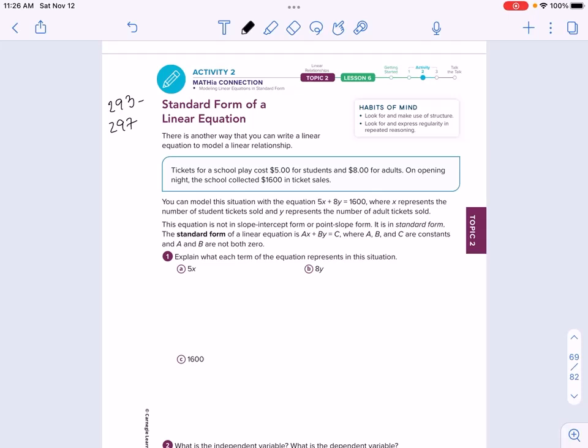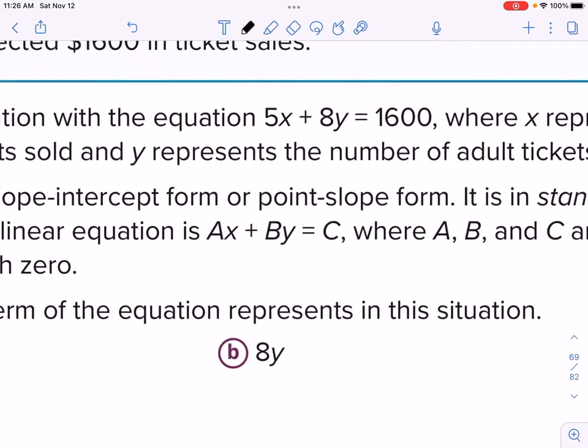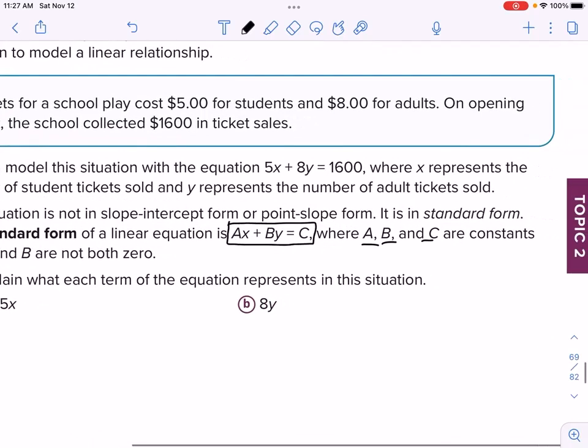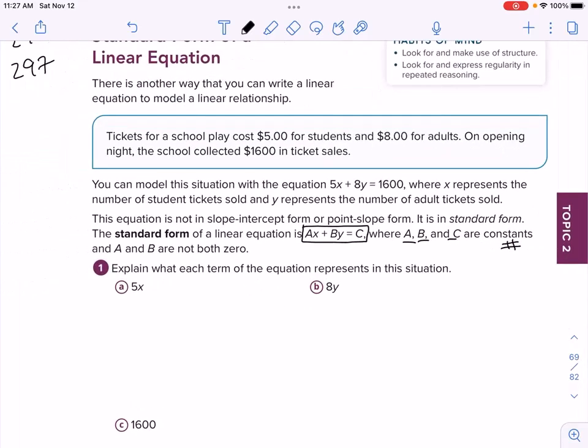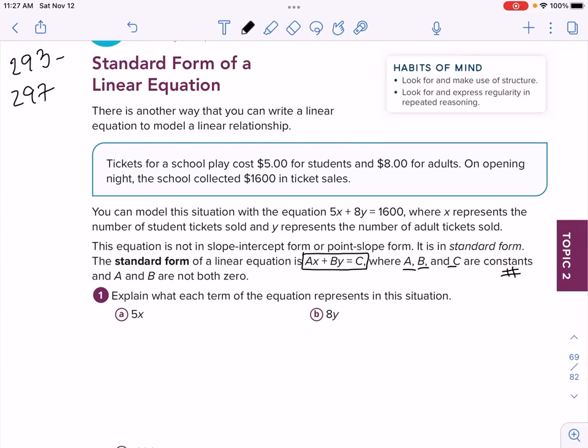So standard form, it looks like this, right? We worked on slope-intercept form, point slope form, and standard form, where we have ax plus by equal to c, and this is where a, b, and c are just constants, just numbers. Okay, so we still have our independent and dependent variable. We're going to look at this situation, then explain what these parts of this equation look like.